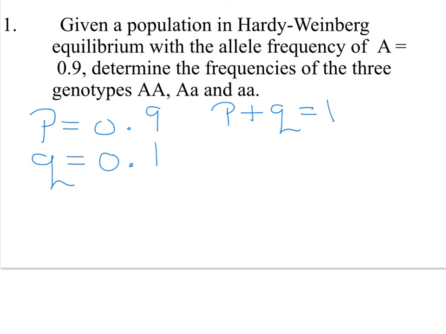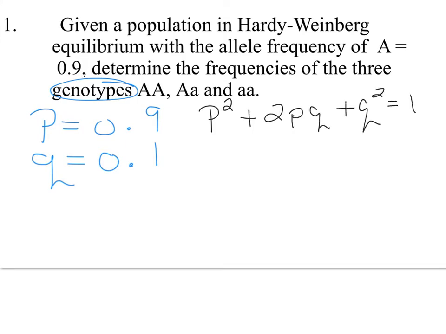So now we have our allele frequencies, and we can use these to find the frequencies of the genotypes. Remember, genotypes are combinations of two alleles, so big A big A, big A little a, or little a little a. Remember, to calculate genotypic frequencies, we use the Hardy-Weinberg equation, p squared plus 2pq plus q squared equals 1. Okay, p squared is the genotypic frequency of big A big A, or homozygous dominant. So to find that, we just take p and square it. So p squared equals 0.9 squared.